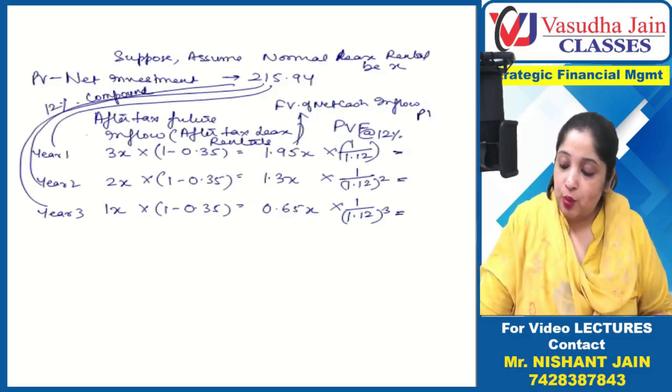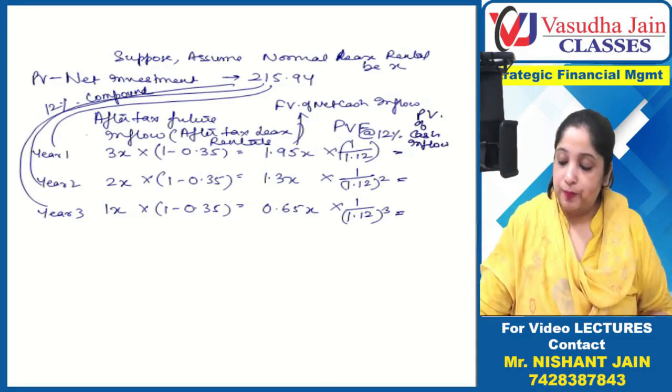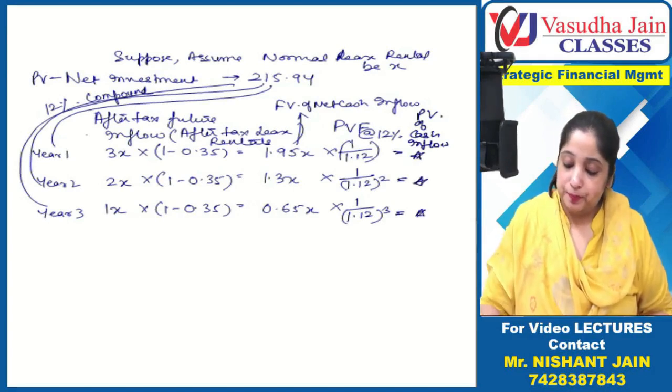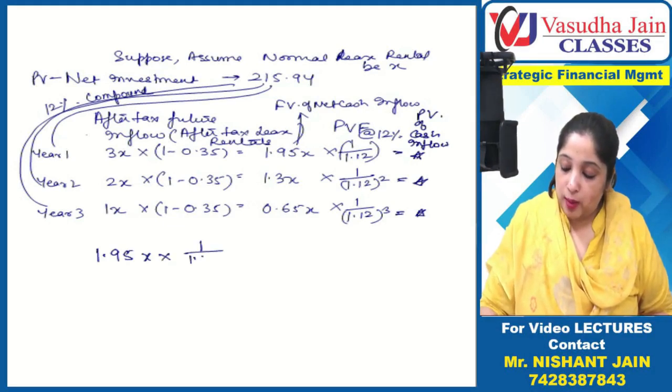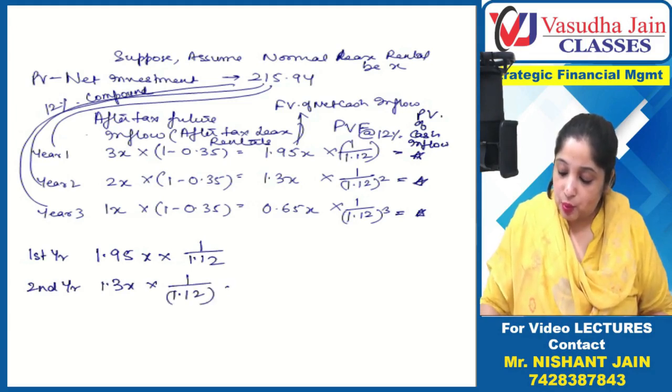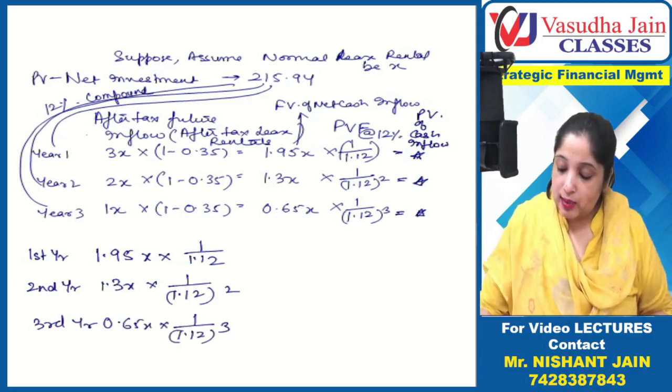So how much is the present value of cash inflows coming? There is less space, so I am writing all these figures below. 1.95x into 1 upon 1.12. This is the first year. Then second year, 1.3x into 1 upon 1.12 square. And third year, it's 0.65x into 1 upon 1.12 cube. This is the present value factor, right?